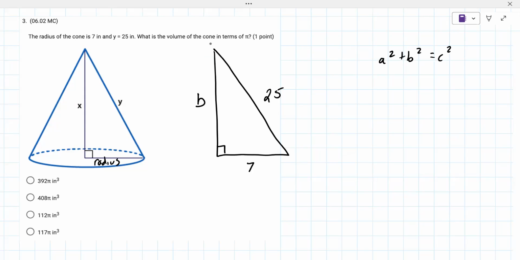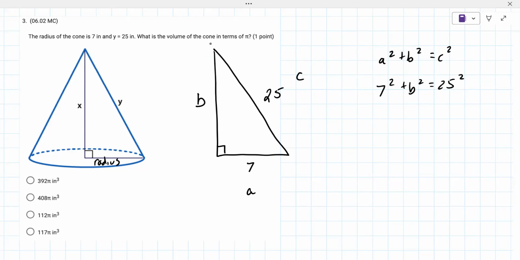I got 25 or 26 if we were to round it. Okay, so remember, it's 7 squared. This is a and this is c. So it's 7 squared plus b squared equals 25 squared. This one does work out nicely.